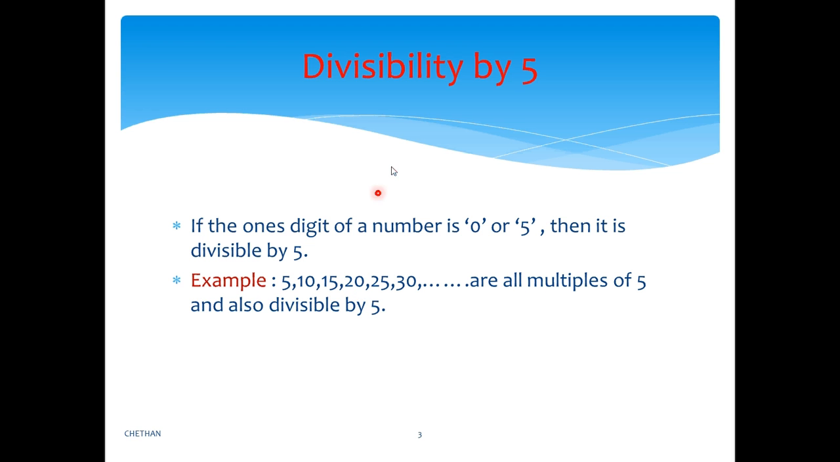That means for a number to be divisible by 5, it must have 5 or 0 in the unit place. See some examples: 13, 16, 19, 21, 27. These numbers are not divisible by 5 because they do not have 0 or 5 in their unit place. Do you understand this? Yes.